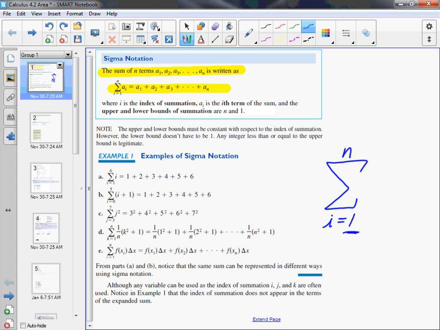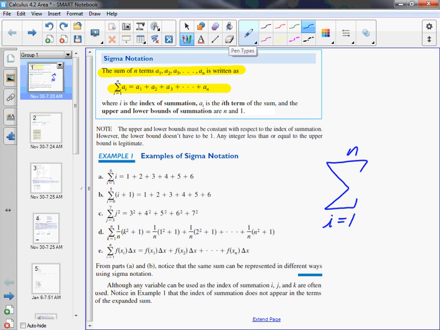So sometimes you'll see an N. Sometimes you'll see an actual number, like instead of an N, a 7. So we will count from 1 to 7. 1, 2, 3, 4, 5, 6, 7. Okay? So in this example here, the way I'm writing this, 1 is your lower bound of summation. N is your upper bound of summation.